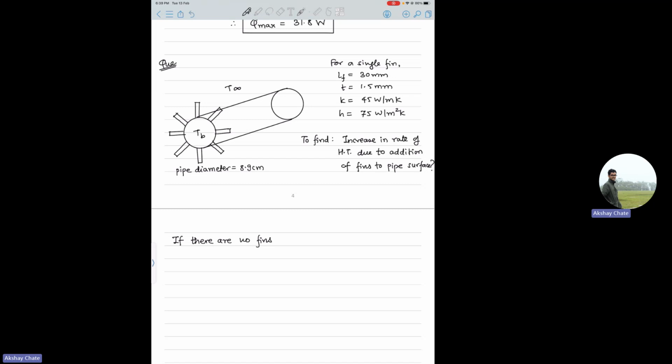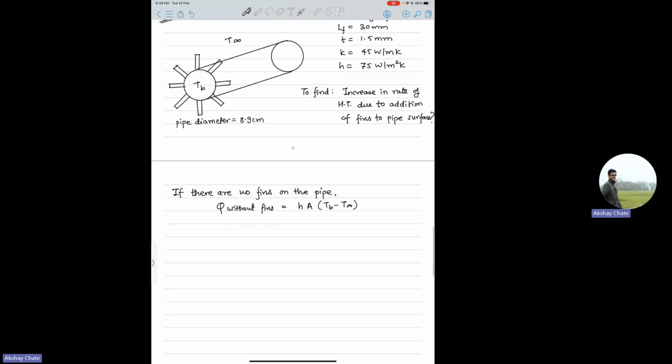Okay. So if there are no fins on the pipe, Q without fins will be hA, your base temperature of pipe minus infinity. Correct, no? And what will be this area? It will be h into pi d L, T_b minus T infinity.